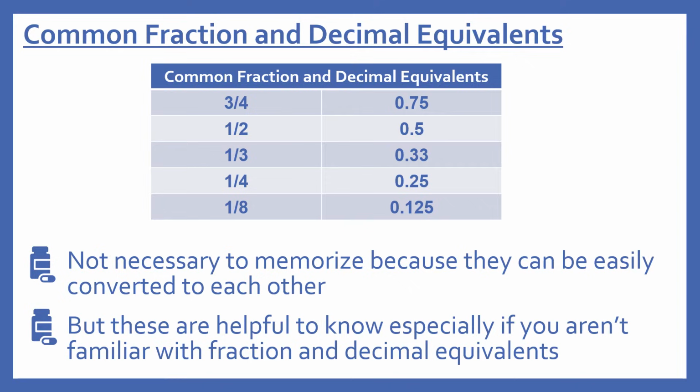Okay, so here's our chart again of our common fraction decimal equivalents. And as I said, it's not necessary to memorize this because they can be easily converted to one another, but it is helpful to know, especially if you aren't familiar with fraction and decimal equivalents. So 3/4 is 0.75, 1/2 is 0.5, 1/3 is 0.33, 1/4 is 0.25, and 1/8 is 0.125.